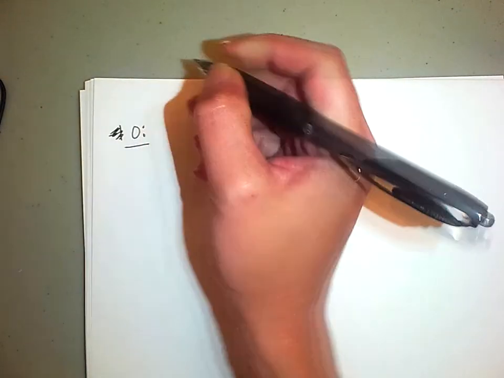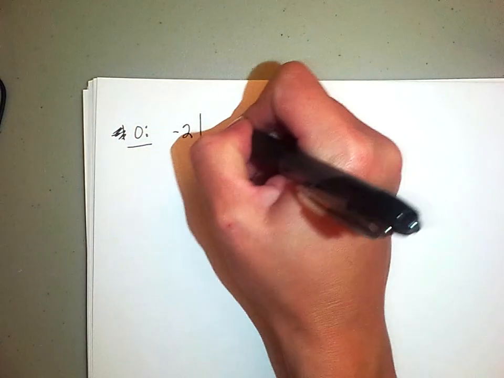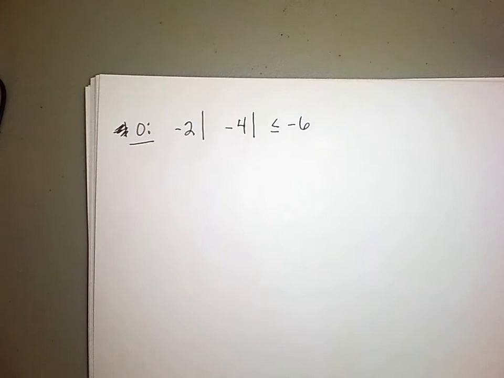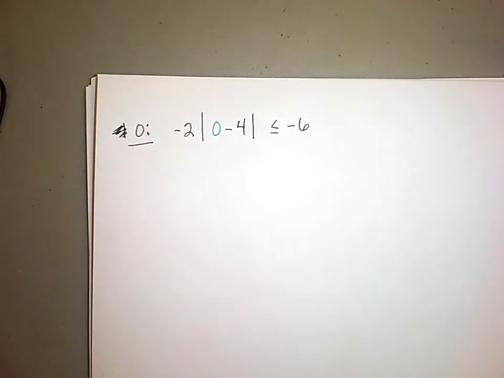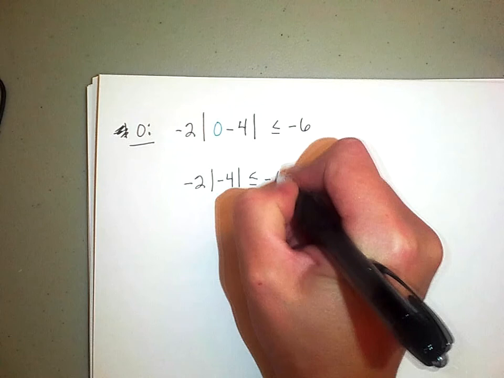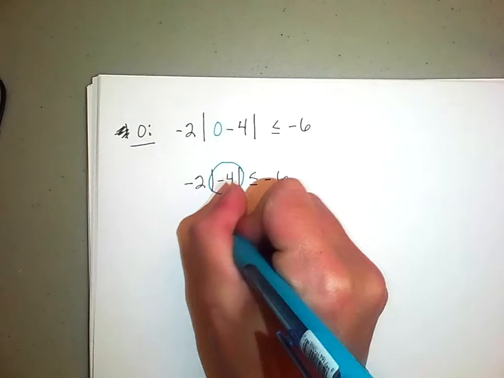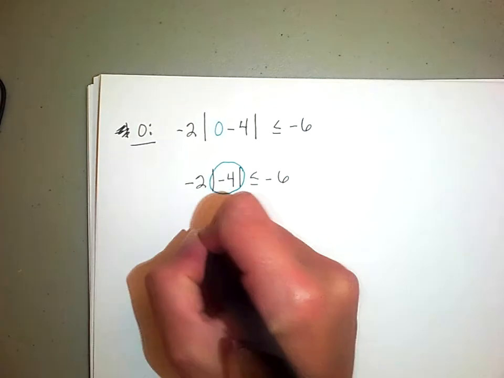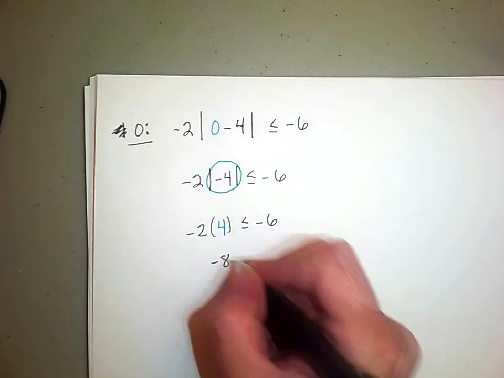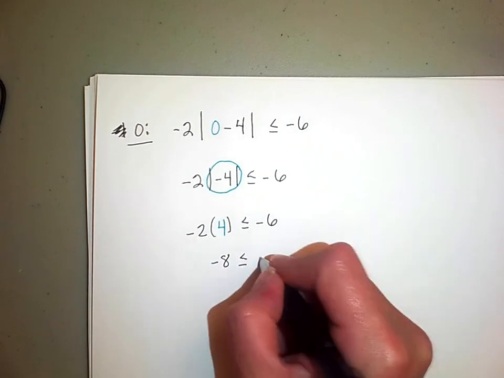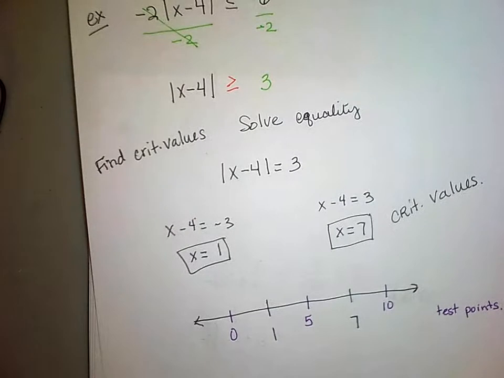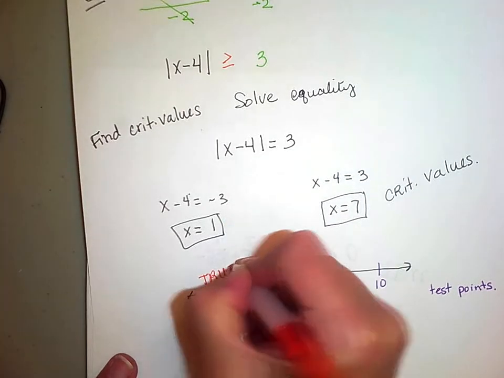Let's see here. The first one we're looking at is 0. So is it that negative 2 times the absolute value is less than or equal to negative 6? And we're putting in 0. And then we just crunch away. This is negative 2 times the absolute value of negative 4. Is that less than or equal to negative 6? Well, the absolute value of negative 4 is positive 4. That's being multiplied by negative 2. Is that less than or equal to negative 6? And it is true, negative 8 is less than or equal to negative 6. So it is true. Okay. So I come back over here and make a note to myself that this is true.